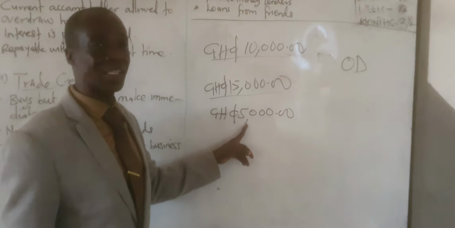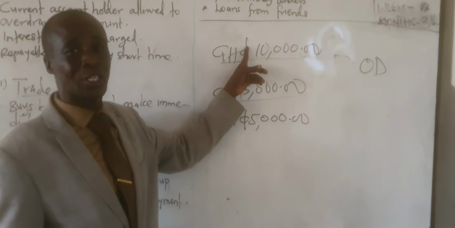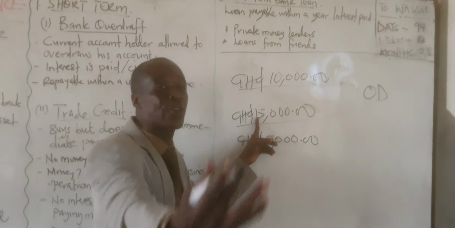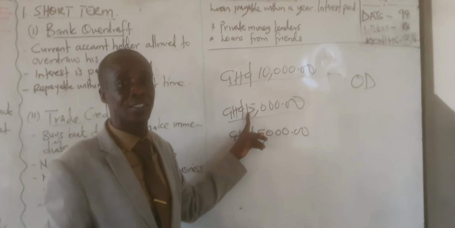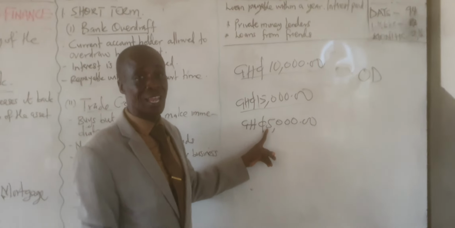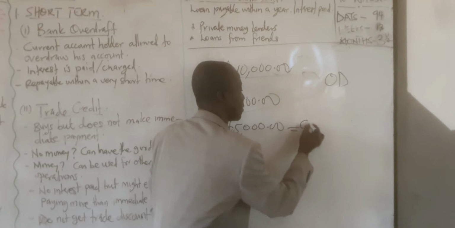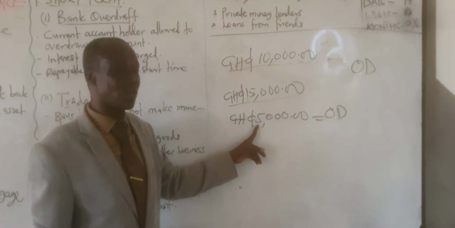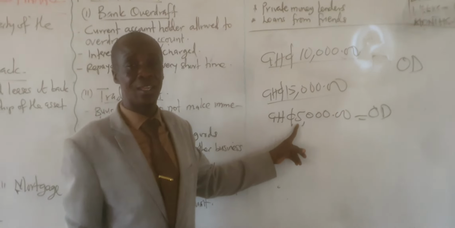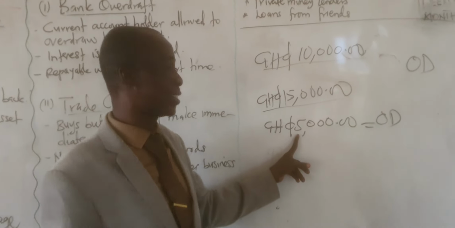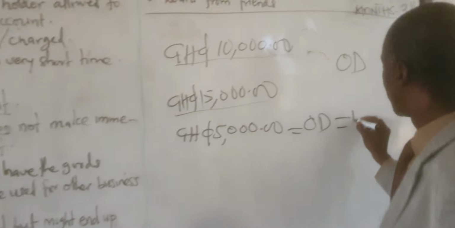So this 5,000 Ghana cedis, you want it to be added to this one, the 10,000, to give you 15,000, so that you can withdraw the 15,000 Ghana cedis to buy the machine. So this 5,000 Ghana cedis is what they call overdraft. So this will be the overdraft. So when you go for the overdraft, the bank is going to charge you interest. So you pay interest.